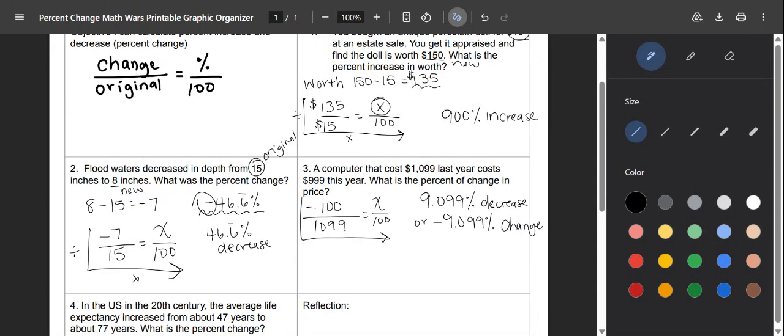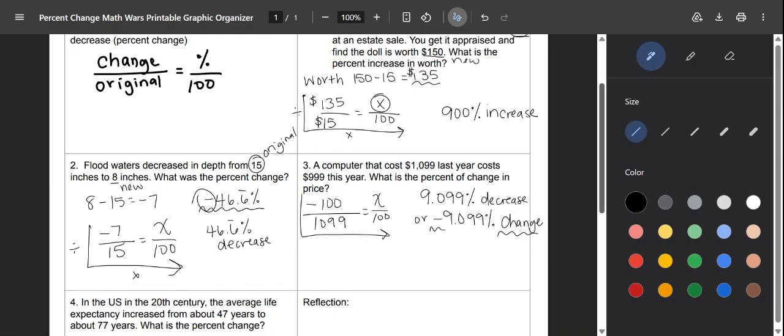Welcome back. Hopefully you decided that there was a 9.099% decrease, or you could say a negative 9.099% change. Change does not indicate the direction, whether it's an increase or a decrease, so that's why you include that negative sign up front.